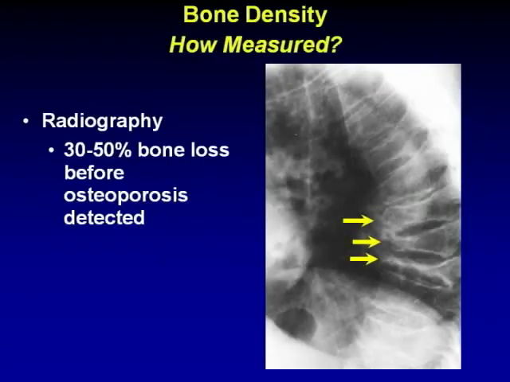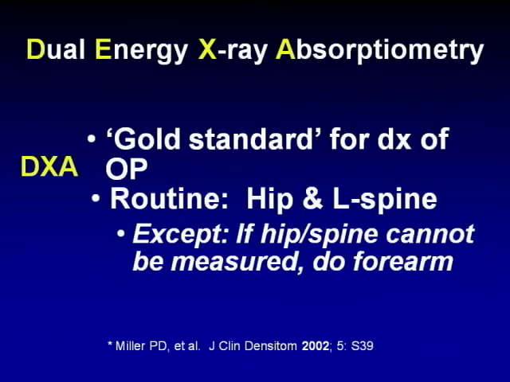Of course, with radiography, 1/3 to 1/2 of the bone must be lost before osteoporosis is detected, and by that time, there may also be fractures. Dual energy X-ray absorptiometry, or DEXA, is considered by many to be the gold standard for the diagnosis of osteoporosis. Routinely, we look at 2 sides, hip and lumbar spine, unless there's, say, orthopedic hardware. If one of those 2 sites can't be measured, an alternative site like the forearm is looked at.